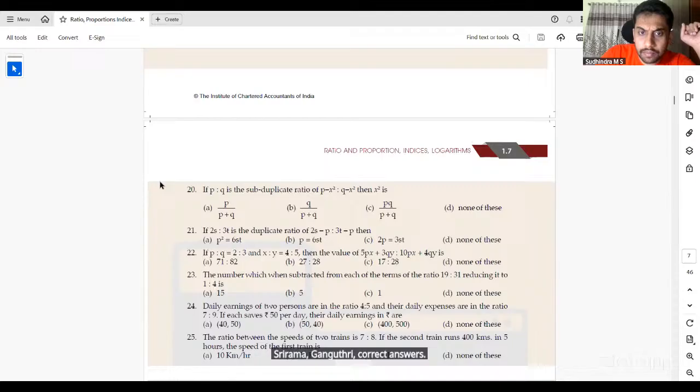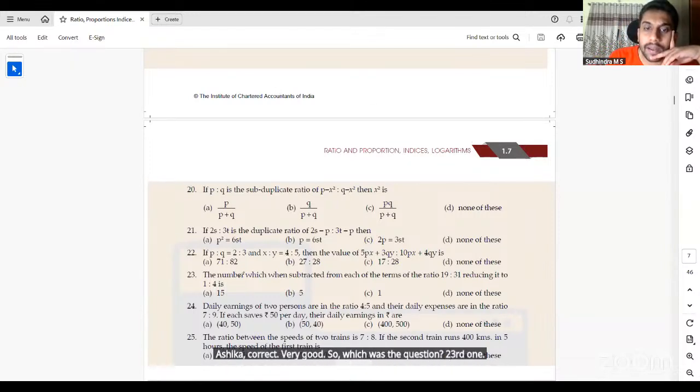Prapti, Pranav Hegde, Rishabh, correct answers. Mayur Hegde and Sahana, correct. Lahari Acharya, correct. Agastya, correct. Ashika, correct. Very good. So, which was the question?